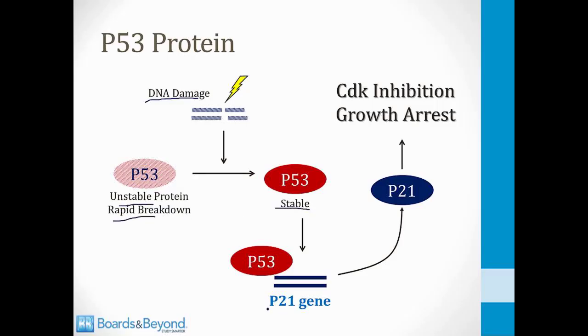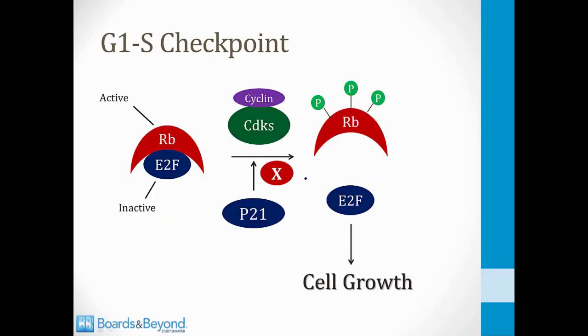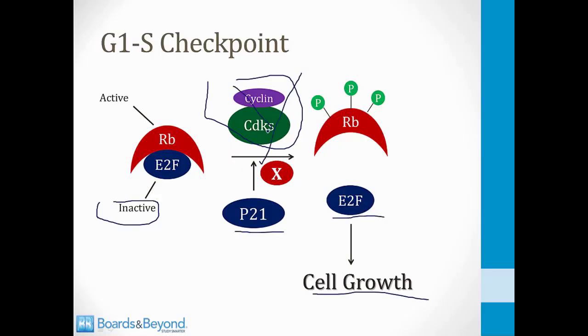It can then go and promote transcription of the p21 gene, which will lead to synthesis of the p21 protein. And the p21 protein can inhibit cyclin-dependent kinases and lead to growth arrest. Just to tie this into what we talked about before, earlier I showed you how cyclin CDK complexes can release the inhibition of E2F so that E2F can go and promote cell growth. What p21 does is block this process, and it prevents cell growth, and therefore the cell does not proceed through the G1 to S phase checkpoint, and therefore does not continue growing and dividing.